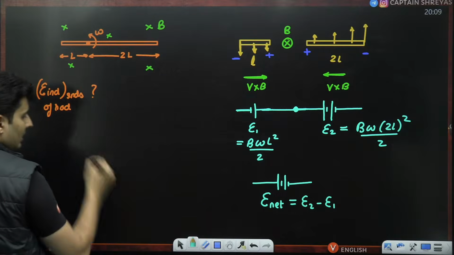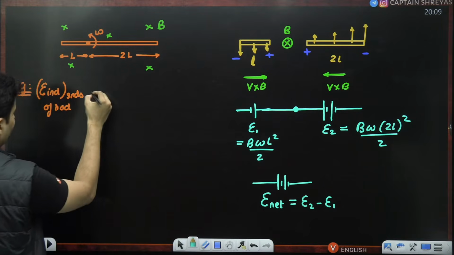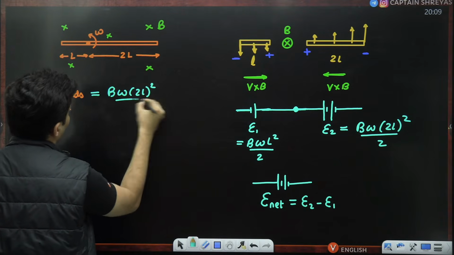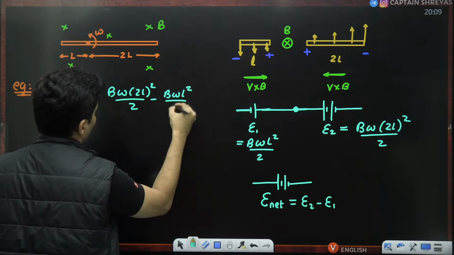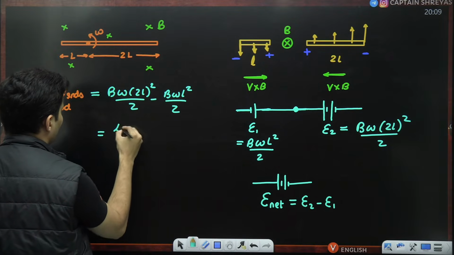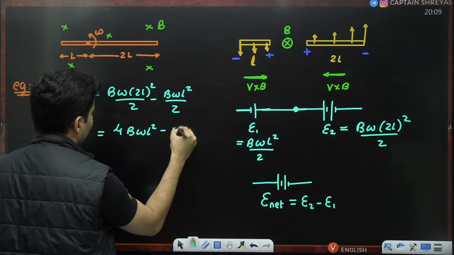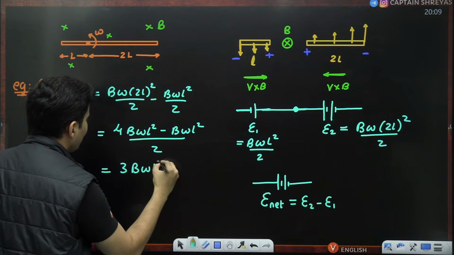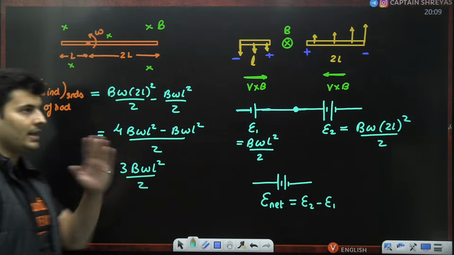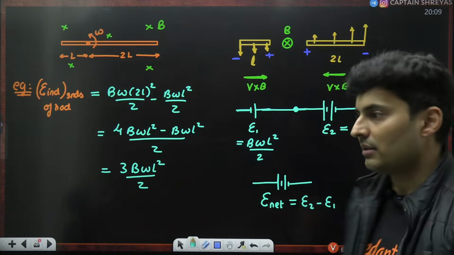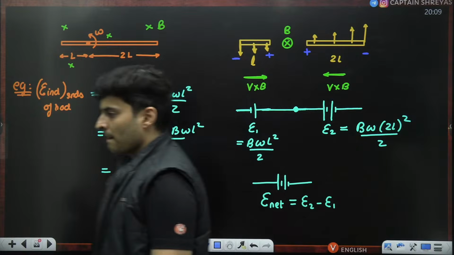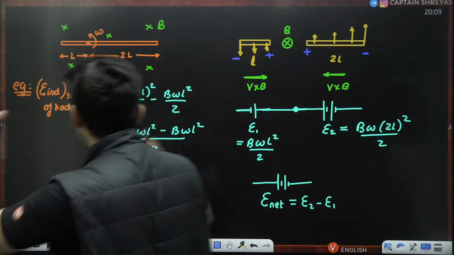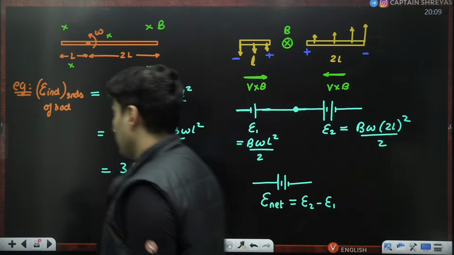And that net EMF across the ends of the rod, which is E2 minus E1, will be B omega (2L) whole square by 2 minus B omega L square by 2, which is 2 square is 4, B omega L square minus B omega L square by 2. 4 minus 1 is 3. So 3B omega L square by 2. That is the final answer. Is this absolutely clear, my dear students? So it's like two EMFs but opposing, so you have to subtract. These kind of questions may also come in your JEE examination.